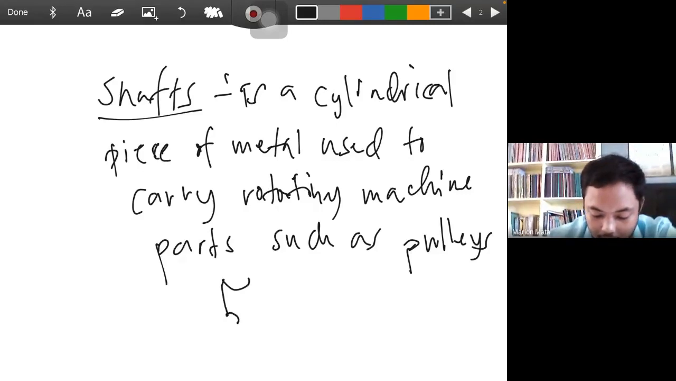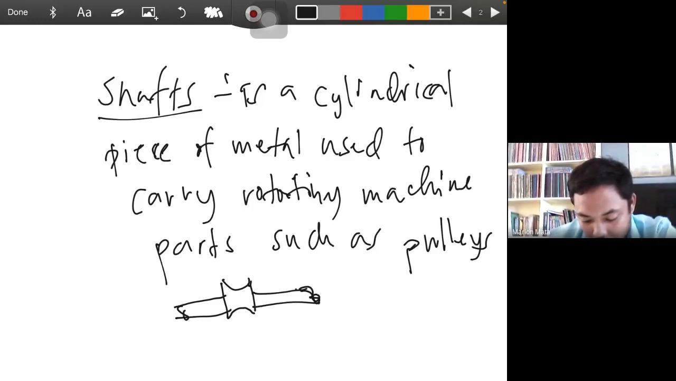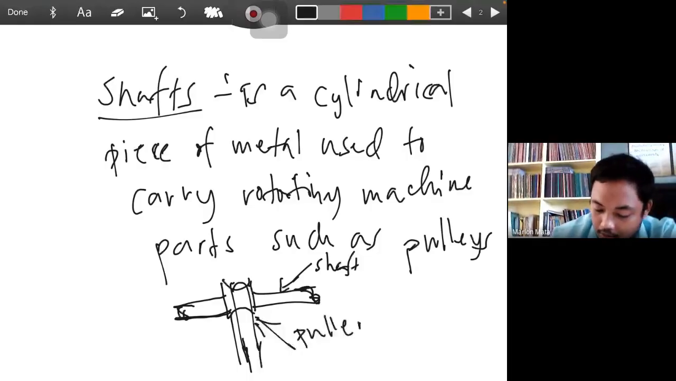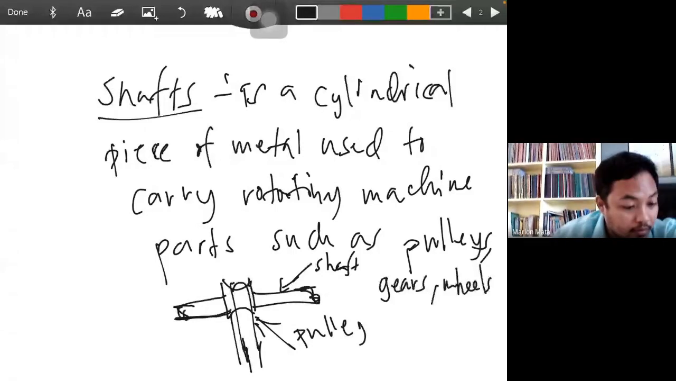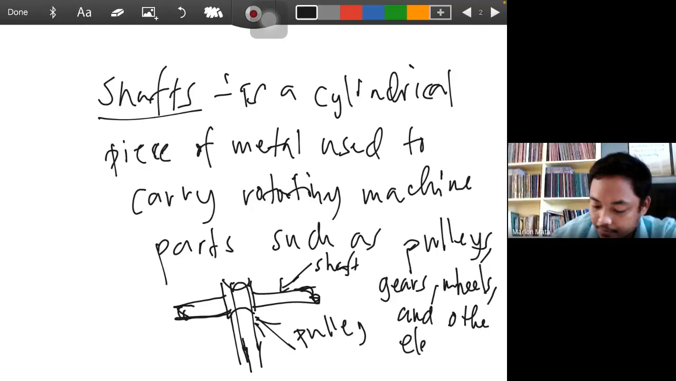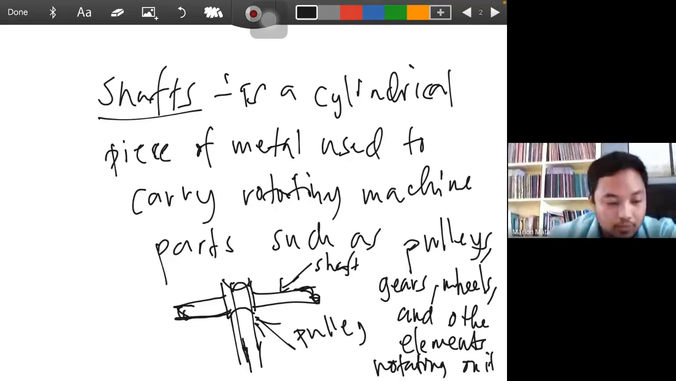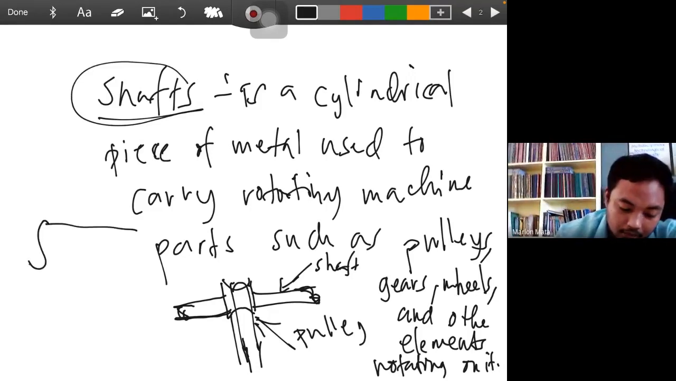So for example, if this is your pulley, then the thing that is attached to the pulley is a shaft. It's a cylindrical device. Now this is a shaft, and this is your pulley. Pulleys, gears, wheels, and other elements rotating with it or rotating on it. Okay, so that is a shaft. Basically, it's a shaft.